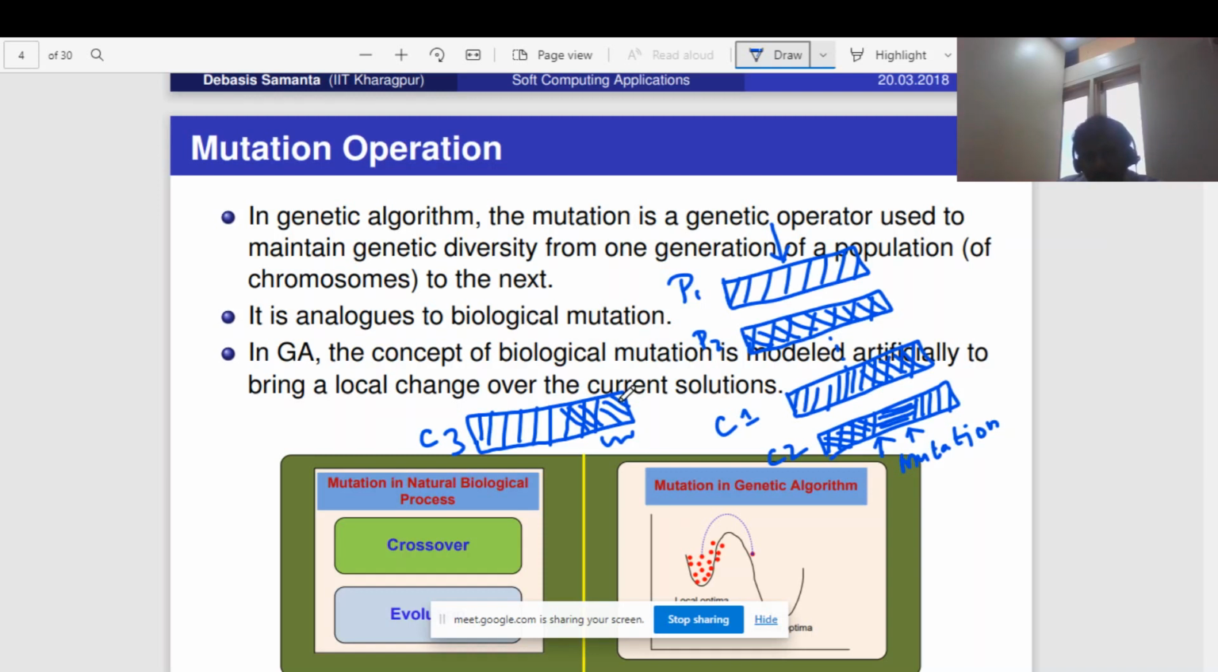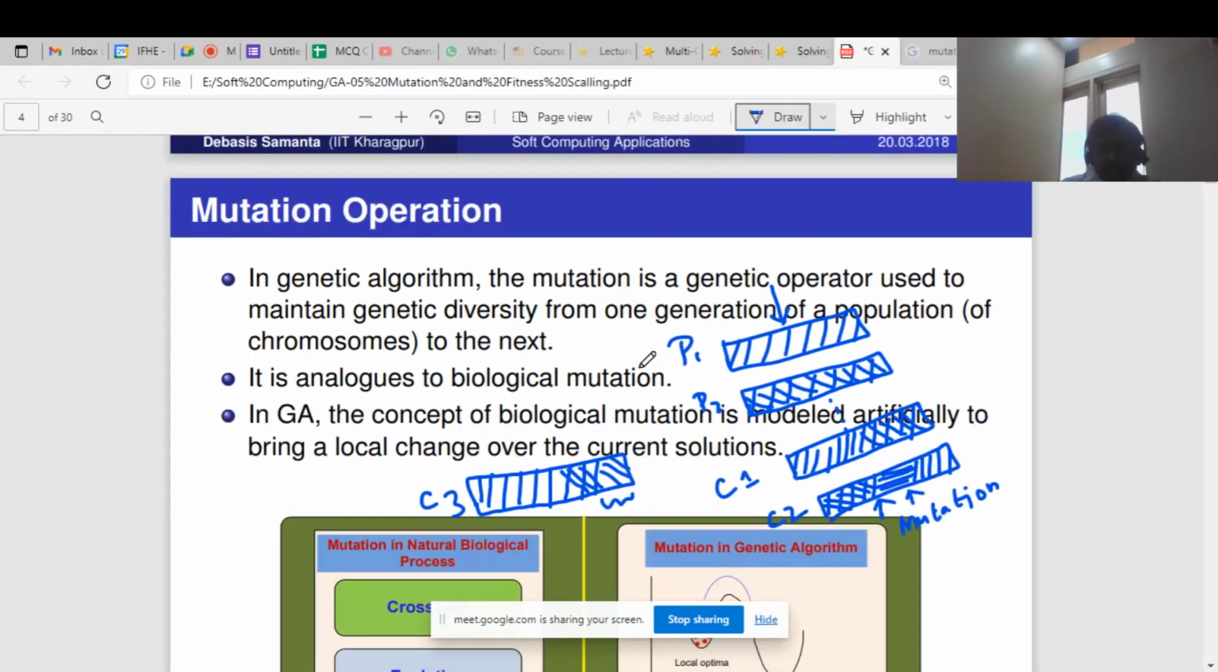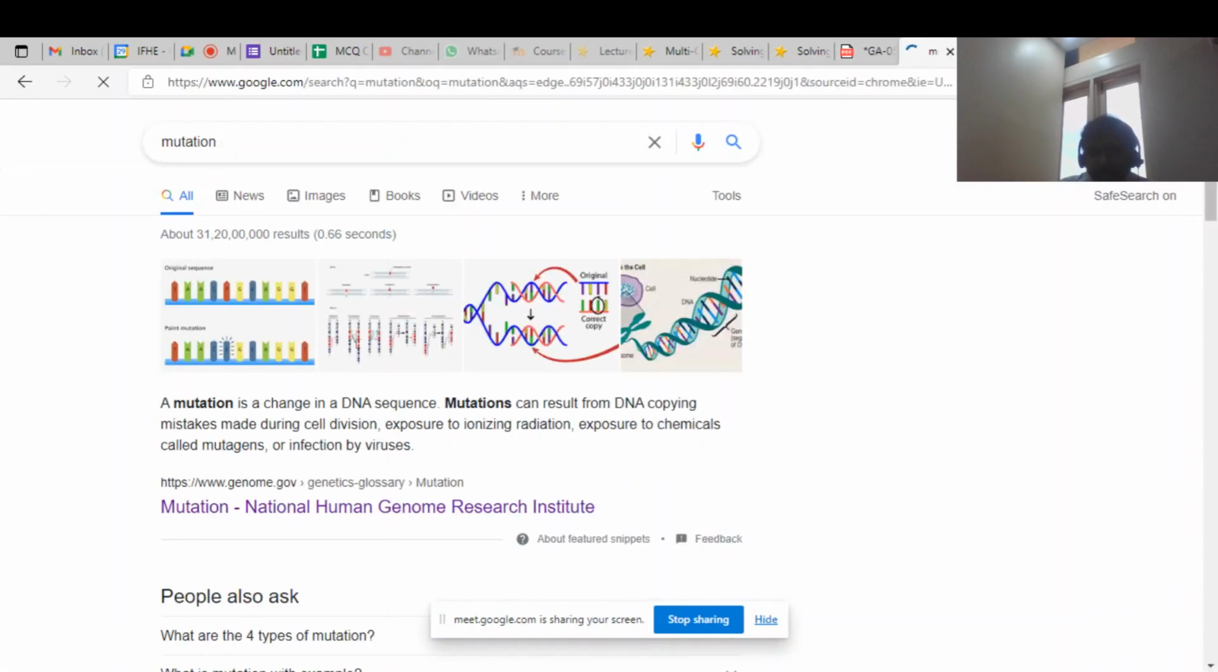It may happen naturally, or it may also happen due to some artificial reason, like impact of radiation, impact of sun rays or impact of extreme temperatures. Because of that also mutation can happen. Okay, so I just thought of showing you some information.